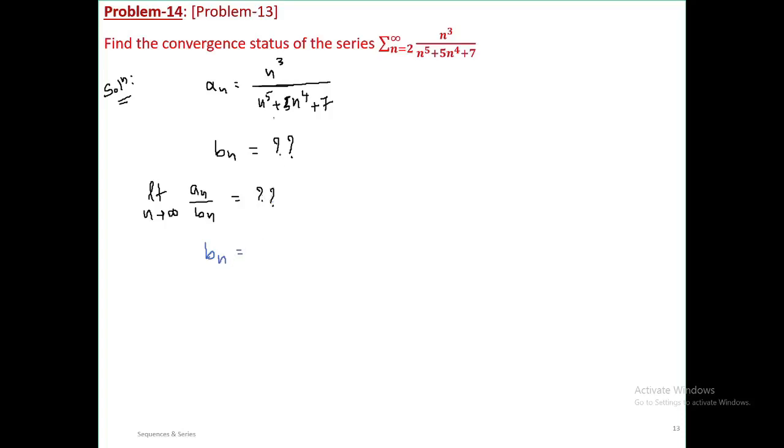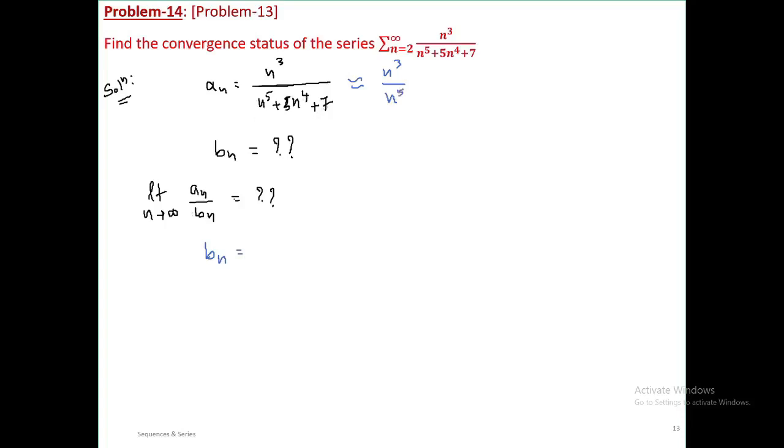The technique is, look at the numerator. As n becomes larger and larger, what is the numerator value? That means n is 1 crore, 10 crore or 1000 crores, 2000 crores or 1 lakh crores, then n cube is approximately, I am writing here itself, numerator is approximately n cube only. But the denominator, n power 5 plus 5 n to the power 4 plus 7, is approximately equal to n to the power of 5 as n becomes very large.